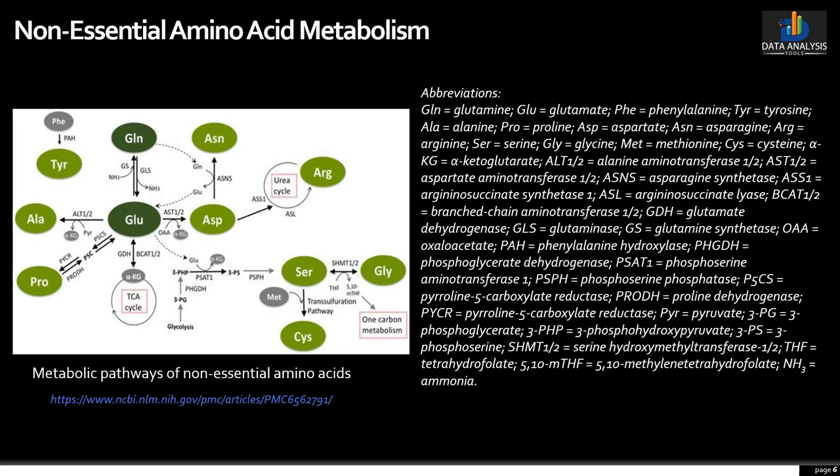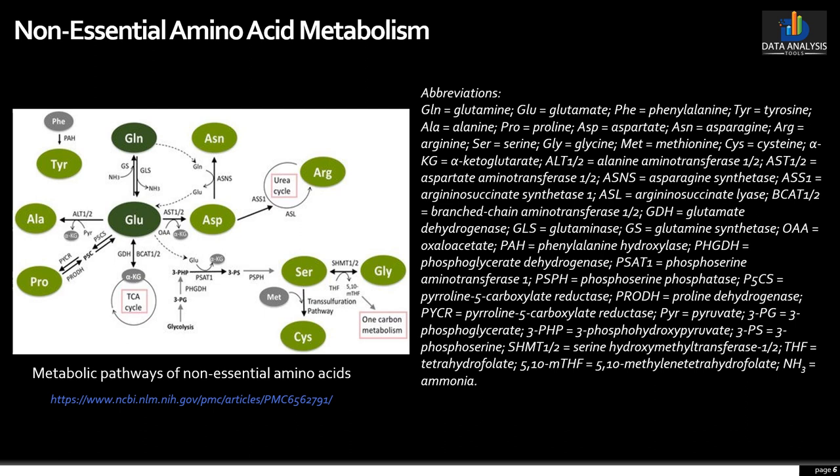As we know, non-essential amino acids are synthesized in the body. It is interesting, hence, to see their metabolic pathways and how these amino acids depend on each other for the synthesis. In the figure here, we can see the interconnected pathways of non-essential amino acid metabolism. Glutamine and glutamate have a central role in non-essential amino acid metabolism and can be used for the synthesis of other non-essential amino acids.